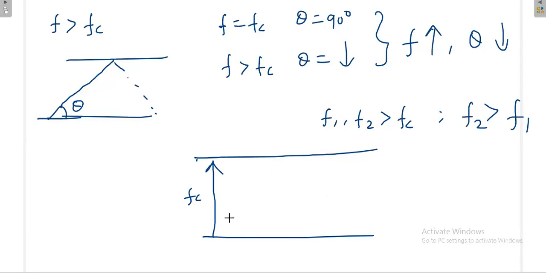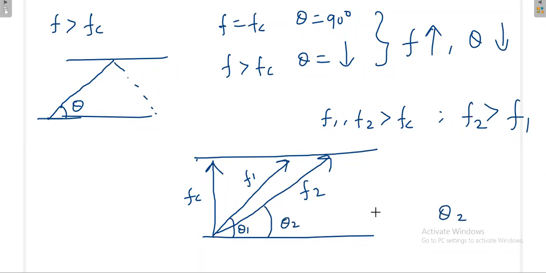You know one thing: when you increase the frequency, your theta will reduce. So if this is f1, then definitely this has to be f2. If the first one is theta 1, then the second one is theta 2. From this observation, theta 2 is less than theta 1.